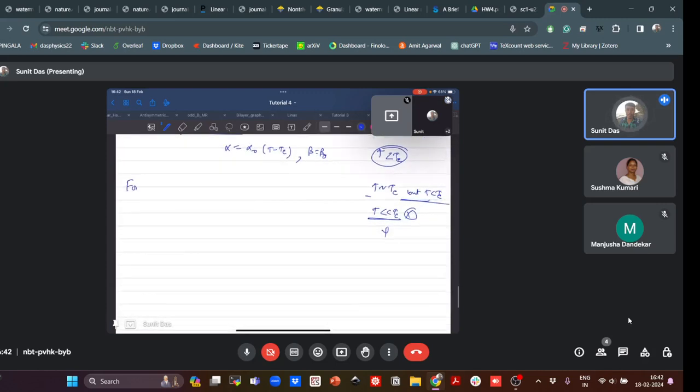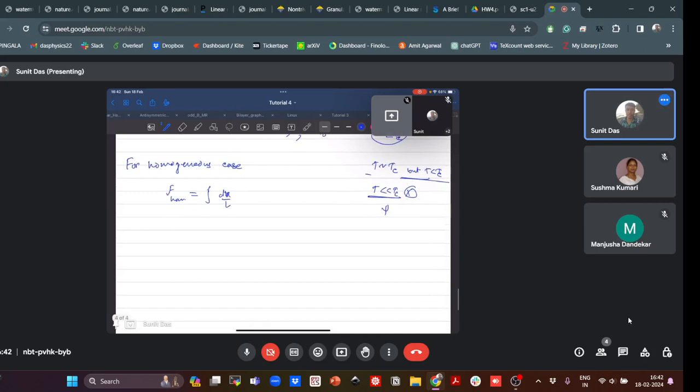So for the homogeneous case, we have F equal to F homogeneous. This was precisely the Landau theory, right? For the homogeneous case, we will apply Landau, and for the non-homogeneous case, we'll apply Landau-Ginzburg. Non-homogeneous means psi is not purely constant. It can have some variation with x. So this will be alpha psi square plus beta by 2 psi to the power 4.